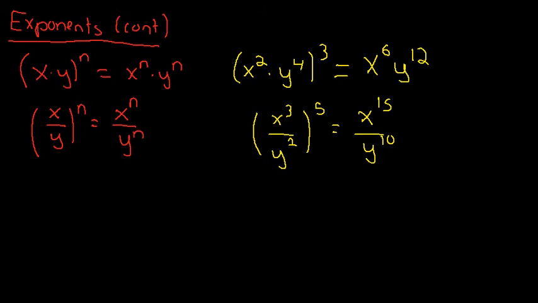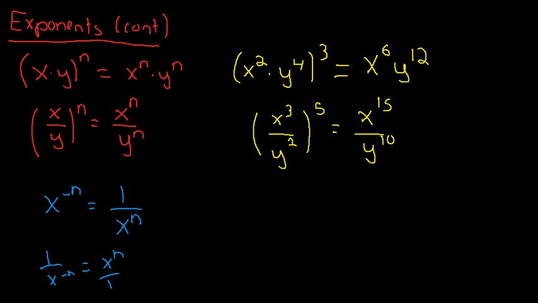Another rule of exponents that's going to be important for us to cover is negative exponents. Well, what is a negative exponent? Let's say you have x raised to the negative n. The way to get rid of it is simply move it down into the denominator. Similarly, if you have a negative exponent in the denominator, you simply want to move it into the numerator.